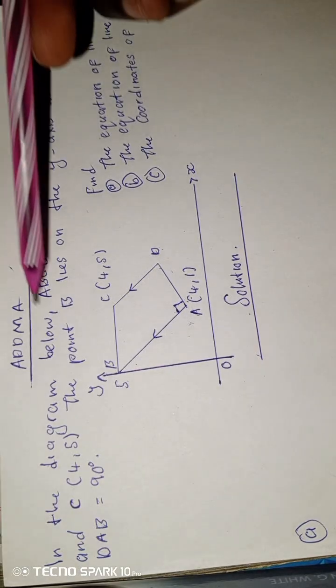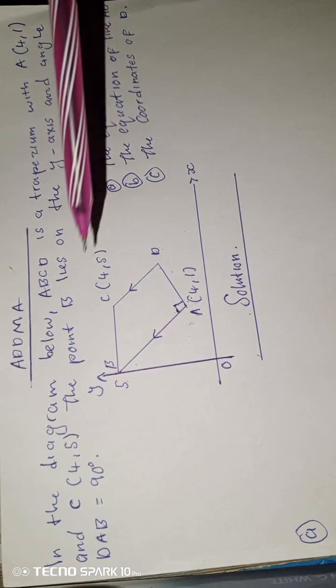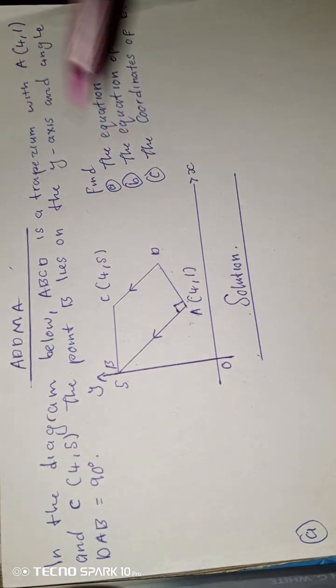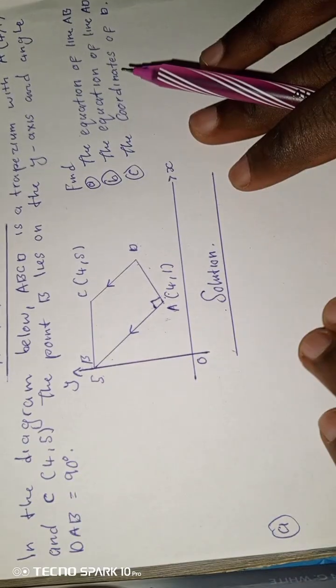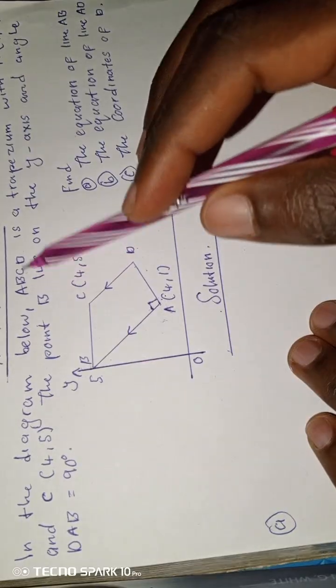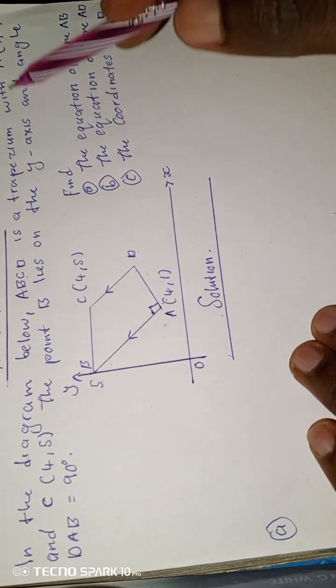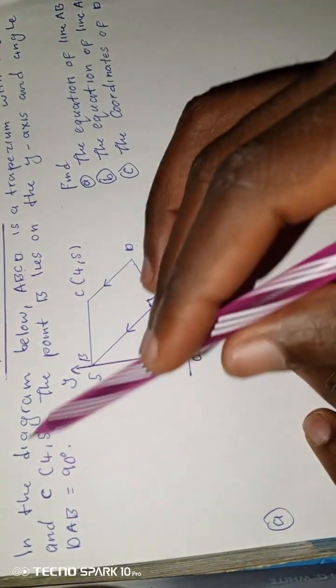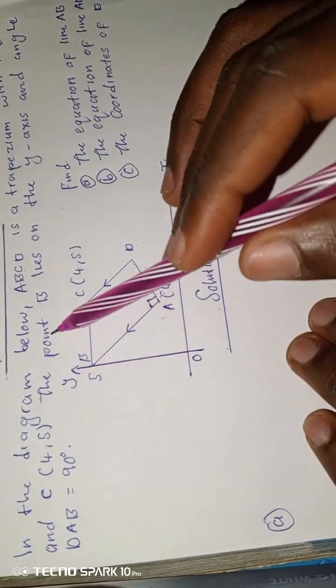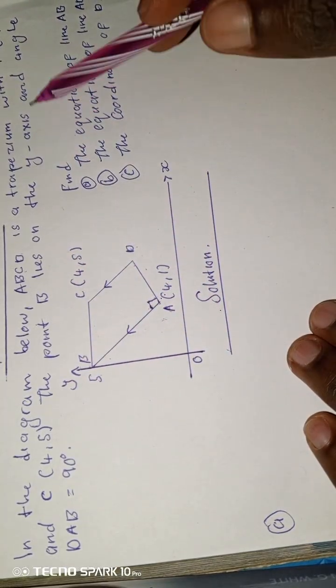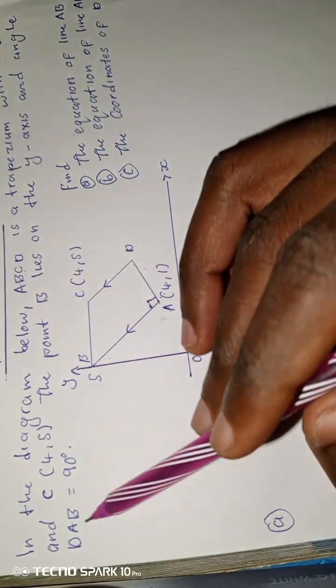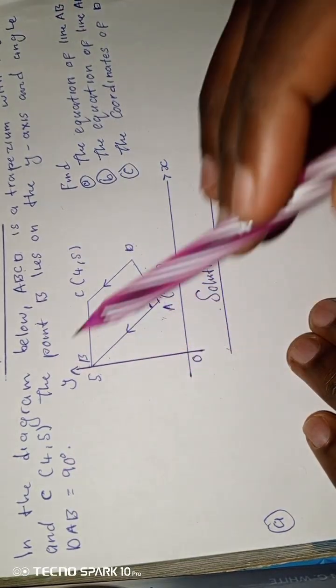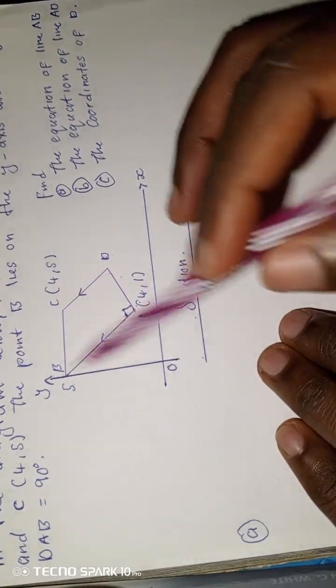Hello everyone, we have this question here coming from coordinate geometry. This is additional mathematics. The question reads, in the diagram below, ABCD is a trapezium with A, these are the coordinates for A, and C, these are the coordinates for C. The point B lies on the y-axis and angle DAB equals 90 degrees. So this is the diagram given.